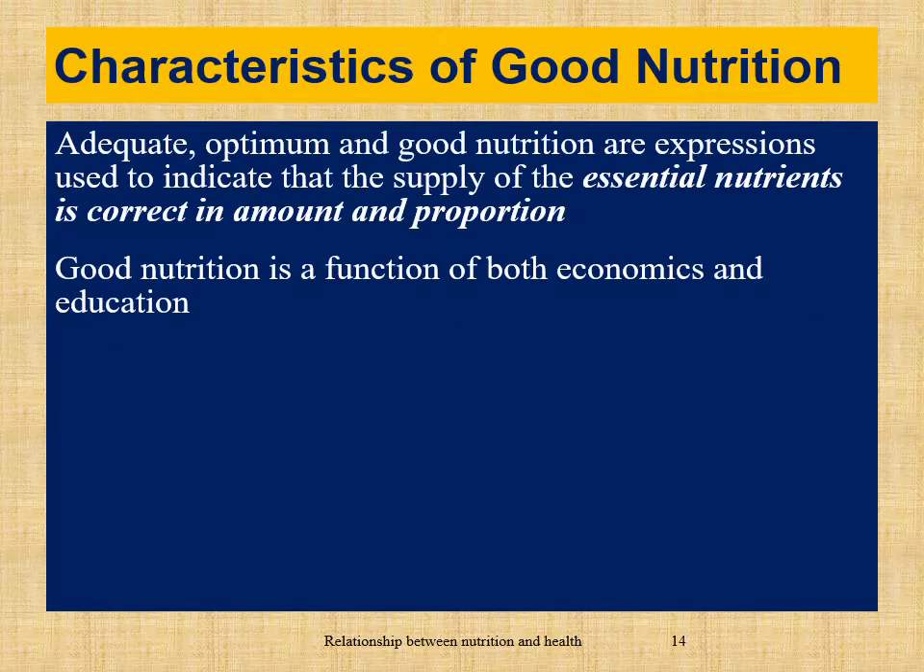Characteristics of good nutrition. Adequate, optimum, and good nutrition are expressions used to indicate that the supply of the essential nutrients is correct in amount and proportion. Good nutrition is a function of both economics and education. Intake of the right kinds and amounts of food can ensure good nutrition and health, which may be evident in our appearance, efficiency, and emotional well being.